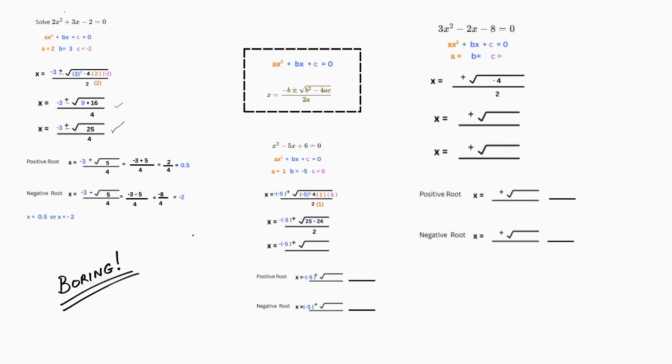Negative root. I'll just put an arrow here, so that's where our negative's gone, and that's where our plus has gone. So now we have -3 minus 5 divided by 4, which equals -2 when you put it into your calculator. So there's your two solutions: x equals 0.5 or x equals -2.